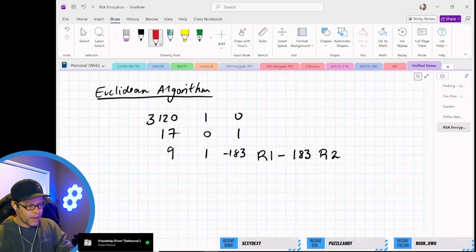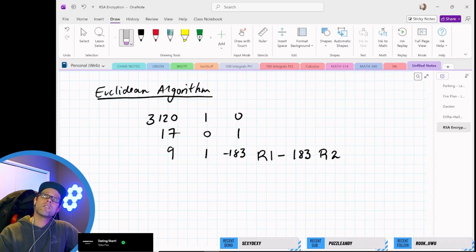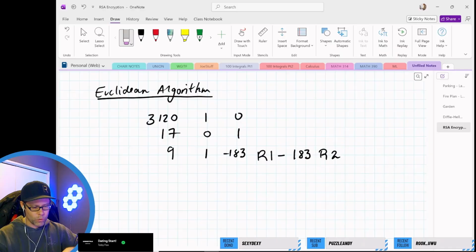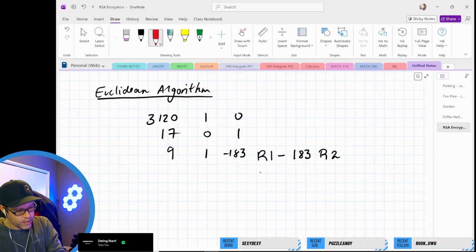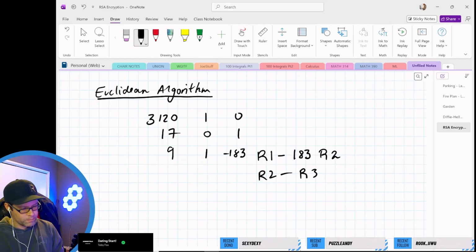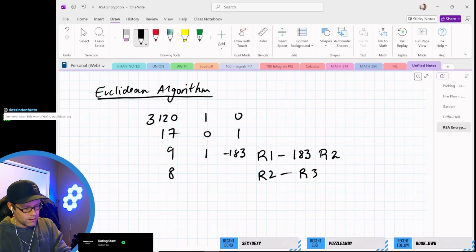Now we're going to compare our next two values, 17 and 9. That's going to be just 1, right? So we're going to be able to get 1, 9 in there, and we're going to be left over with 8. So let's take row 2, and we'll take away a copy of row 3. And we know 17 take away 9 should be 8. We have 0 take away 1, and then 1 plus 183 will give us 184.